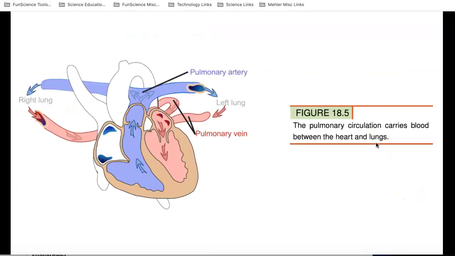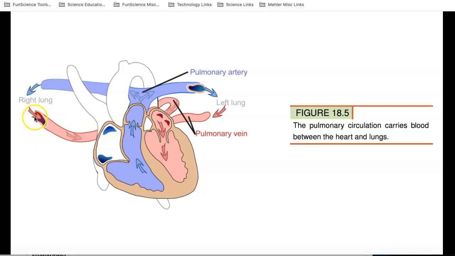So let's take a look at this diagram. This is just the pulmonary circulation. So here, blood is going out. Notice it's colored blue, so it's oxygen-depleted blood going out to the left lung and to the right lung. So it's going out to the lungs to pick up oxygen. It then returns and comes back into the heart here.